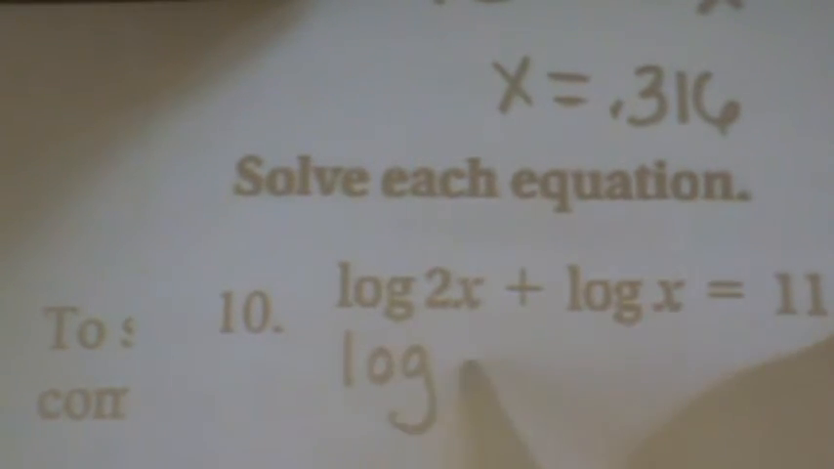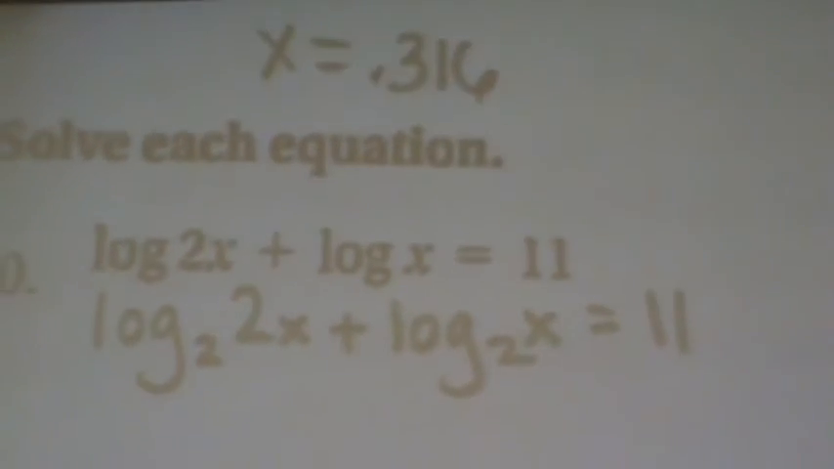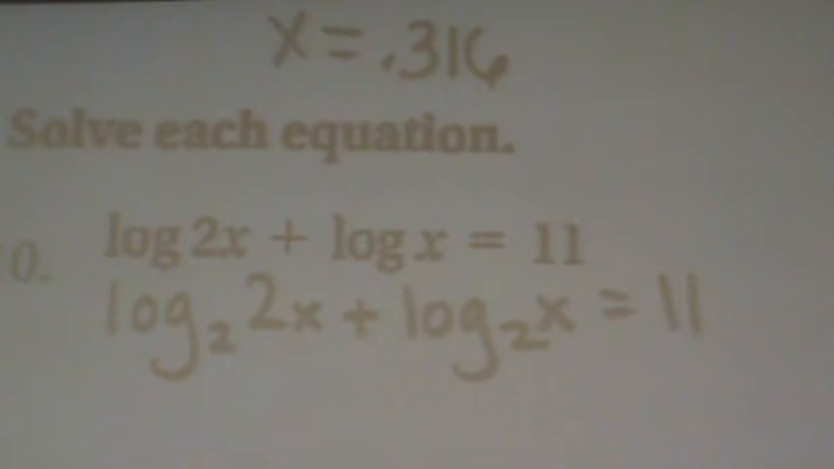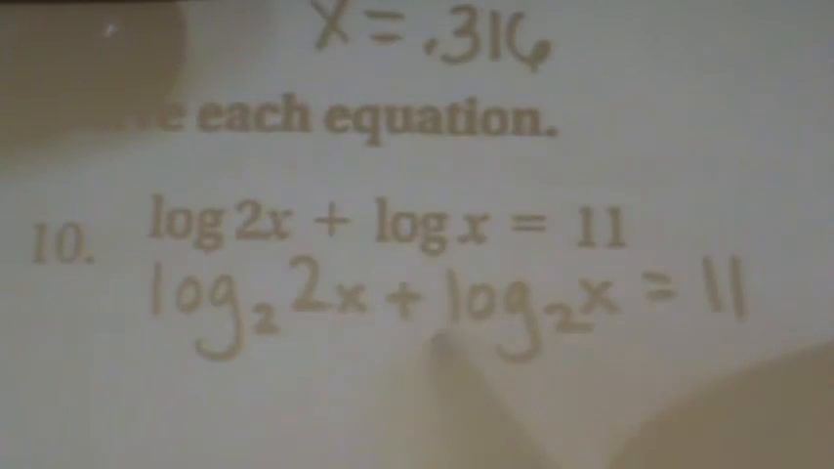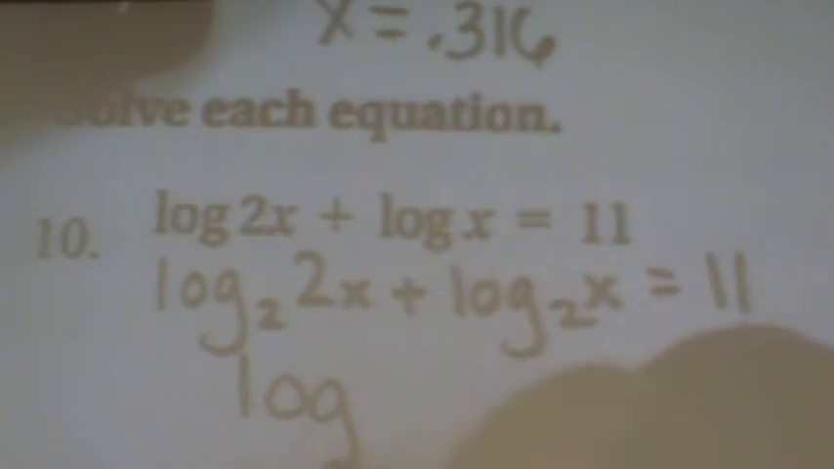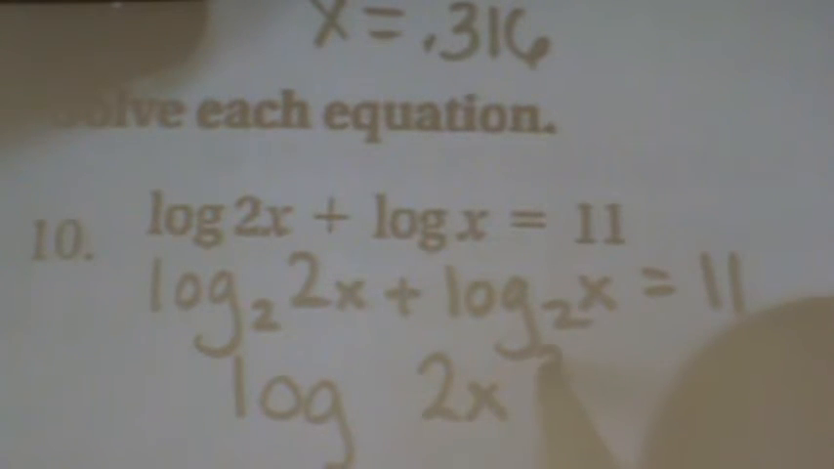Okay, number 10, I'm going to ask you to convert this to base 2 because it's a crazy number. Make this problem log of 2x base 2 plus log of x base 2 equals 11. Okay, so what do you do now? You can't cancel the logs out, but you can condense this side. You can write this side as log of 2x squared base 2 is 11.